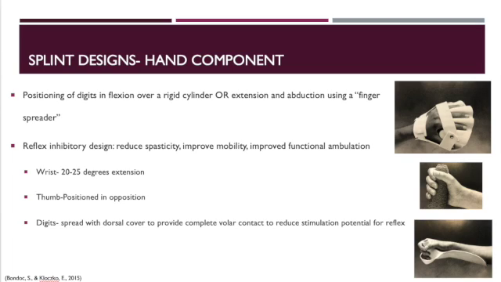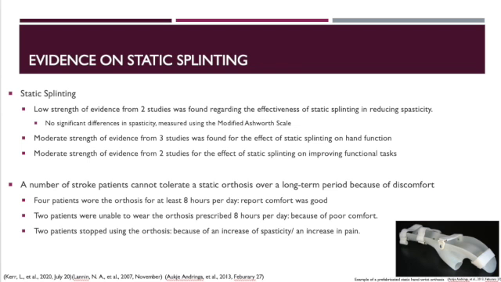It places the wrist in 20 to 25 degrees of extension. The thumb is positioned in opposition, and the digits are spread with a dorsal cover to provide complete volar contact to reduce stimulation potential for reflex. While there was not much more mentioned about the design, it sounded like they were describing the design in the top picture. When I looked more into the evidence on the use of orthotics in individuals with neuropathologies, a lot of it was divided based on the type of splint.